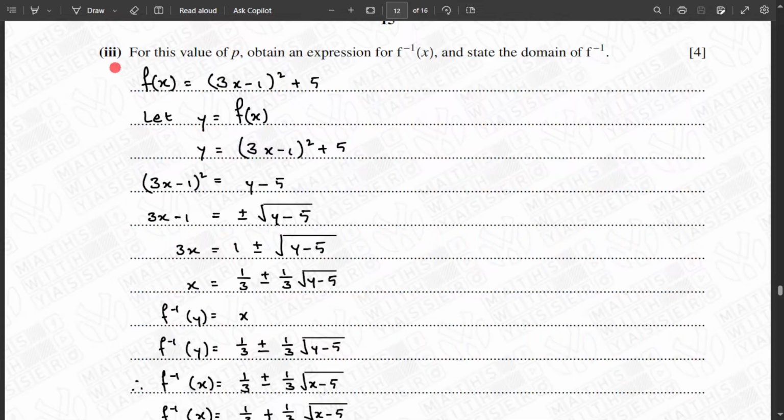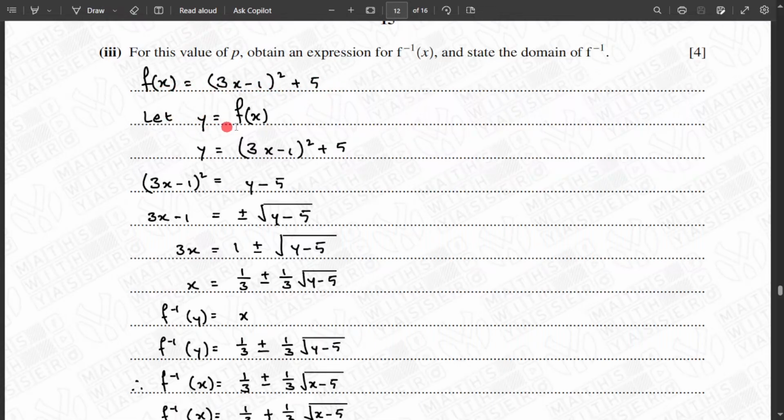In part 3, it says for this value of p, obtain an expression for f inverse of x and state the domain of f inverse. So f of x is (3x minus 1) whole squared plus 5. And always remember that when you are trying to find the inverse of a function, and you have a quadratic equation, you must convert the quadratic equation into completed square form first. For this specific question, we already have done it before. So we simply now can state that f of x is (3x minus 1) whole squared plus 5.